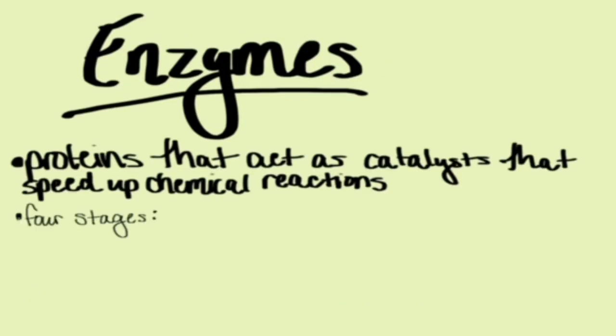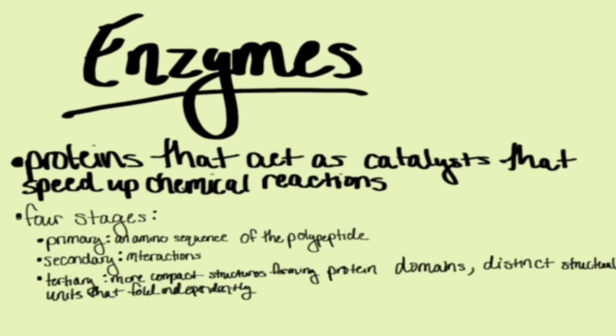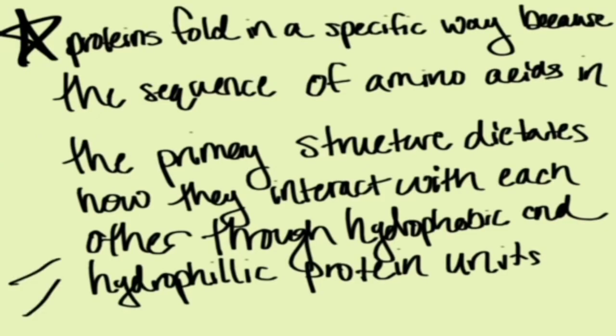Enzymes are proteins that act as catalysts to speed up chemical reactions. Proteins fold in a specific way because the sequence of amino acids in the primary structure dictates how they interact with each other through hydrophobic and hydrophilic units. Primary is an amino acid sequence of the polypeptide chain.